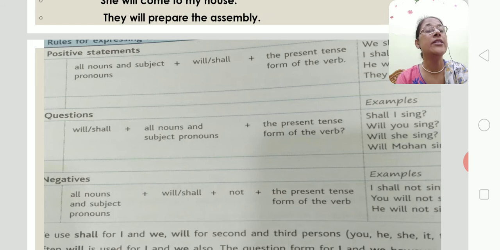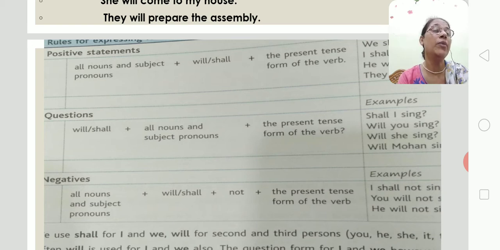Positive statements. How do we form positive statements? It starts with a noun or a subject plus verb, will or shall, and the verb will be in the present form, like we shall sing, I shall sing, he will sing, they will sing.